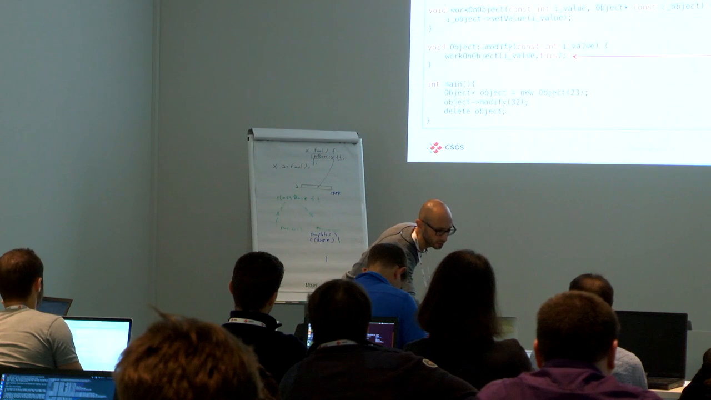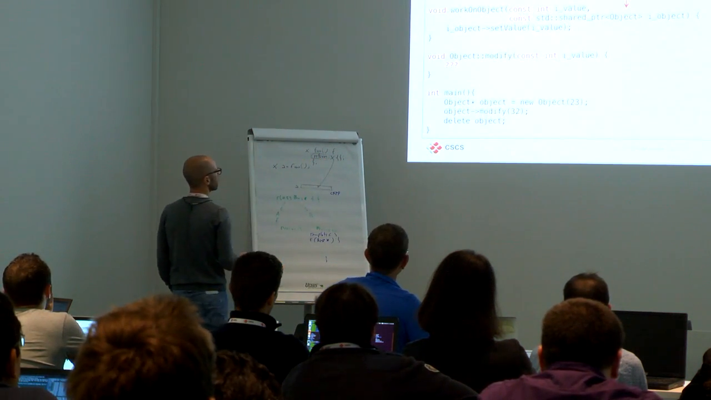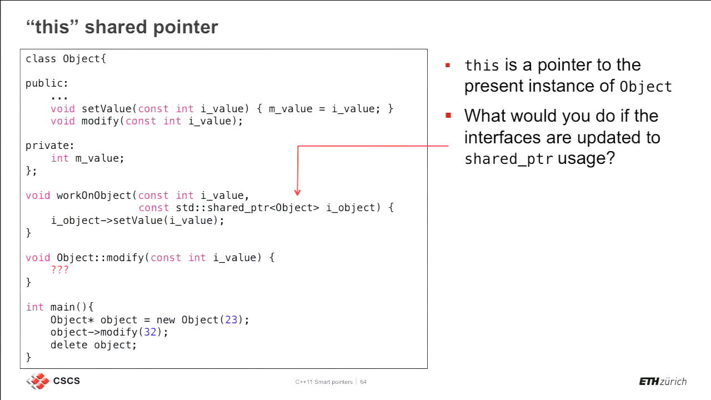Because my question here is, what if I change the interface of this workOnObject so that instead of taking a raw pointer, it expects a shared pointer? Everything else is not changed, basically. I'm still doing the same stuff, but here I'm making a call to workOnObject, and I should provide an object of type shared pointer and not a raw pointer to Object.